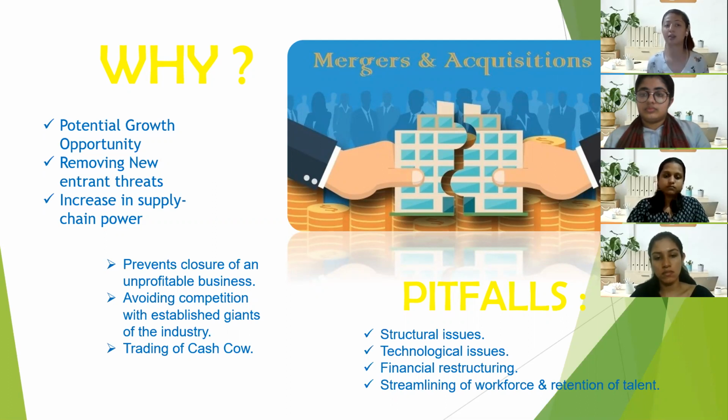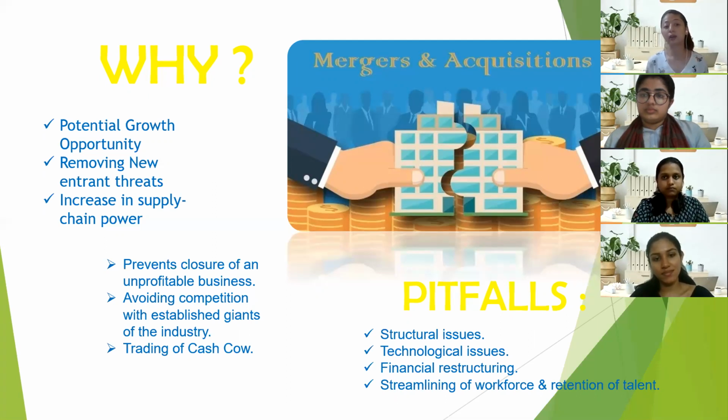In order to increase their share in the market or to increase their finances, companies usually go for mergers and acquisitions. Secondly, if there is an acquisition and the giant company wants to take over the target company, it's in order to remove the threat posed by a new entrant in the market. Thirdly, it is to increase power when it comes to supply chain. Once you have acquired a larger share in the market, it is easier to have larger power when it comes to supply chain and distribution.